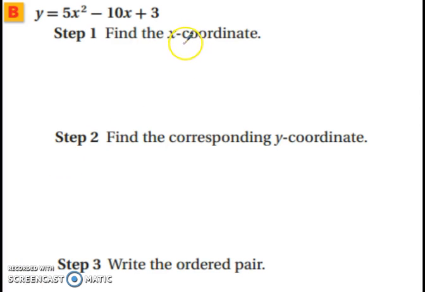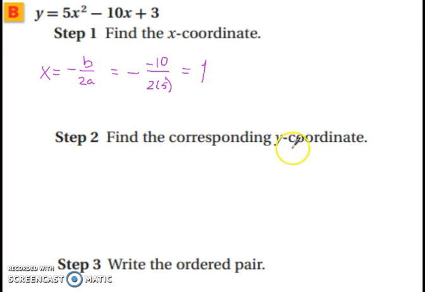So to find the x coordinate, we're going to use our x equals -b over 2a. We don't have a graph to easily pick out our axis of symmetry, so we're going to use our formula to help us out. So our b value is -10, and our a value is 5. So we have -10 over 2 times 5. And when you simplify this, you end up with a positive 1.